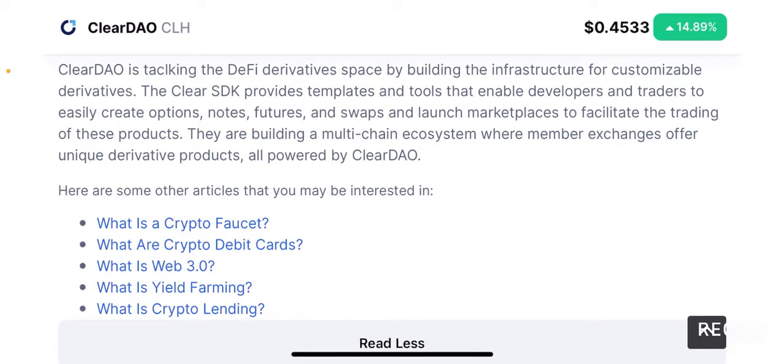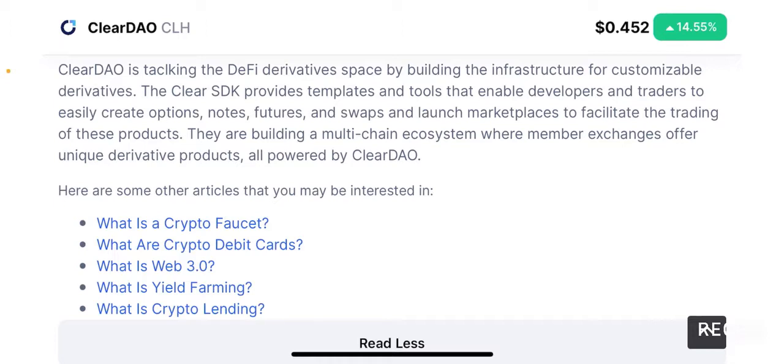So what is ClearDAO? ClearDAO is tackling the DeFi derivatives space by building the infrastructure for customizable derivatives, right? So when it comes to the DeFi space, especially the DeFi derivative space, we have a lot of players who are building infrastructure for derivatives, but no project has provided an opportunity to customize these derivatives, right?